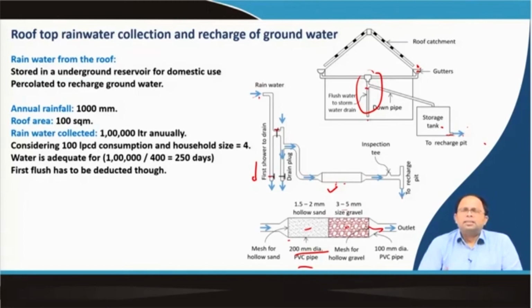Now, why is it important that we store this rainwater? Let us do a very basic calculation. Let us assume that the annual rainfall is 1000 millimeter for a particular area. It is a high value, but we can just assume that, and let the roof area be 100 square meter. It is not too much. Then the total rainwater that could be collected, we just multiply these, comes to around 1 lakh liters annually.